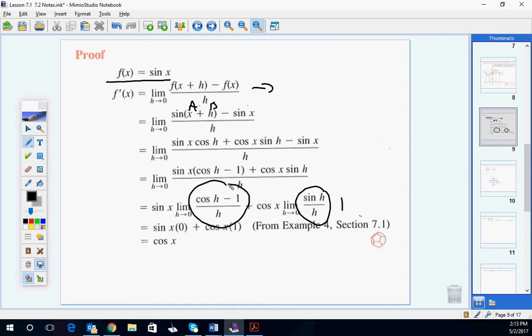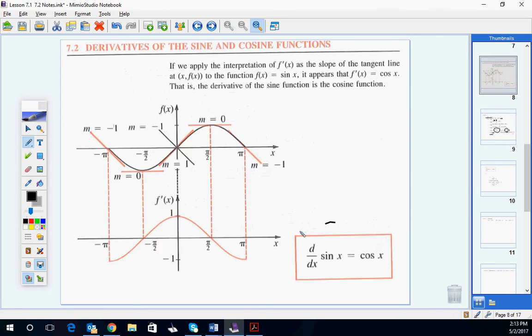On the 7-1 section. We got 0, right? Remember? We just did this one, we got 0. That's what they did. They stole it from the previous problem. Sine of x times 0, cosine of x times 1, so we keep the cosine. Okay? All right, but long story short, this is all you need to know. When you take a derivative of sine, you get cosine.